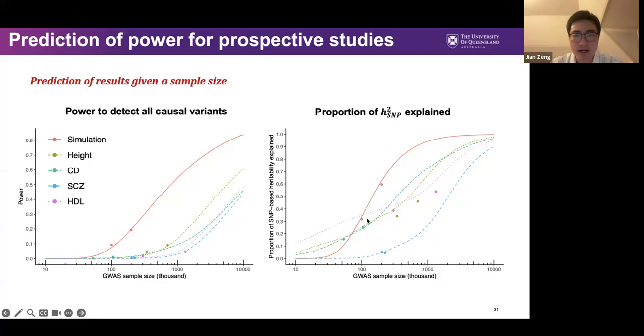For example, for height, so that's the brown line. In 2022, Loic Yengo presented a GWAS study for height using 5 million individuals, and he found almost all of the SNP-based heritability can be captured by the GWAS hits, and that's kind of consistent with what our prediction from the fine mapping analysis.